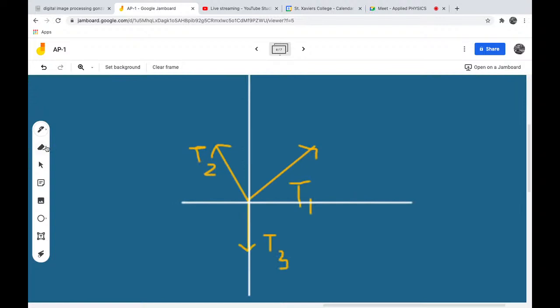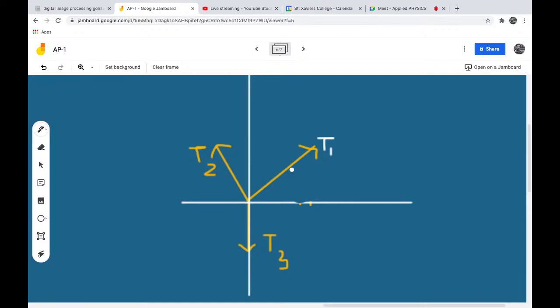Beautiful. So I can remove this T1 written over here, and I can write T1 here. T2 is proper. Now I can resolve my forces into components.